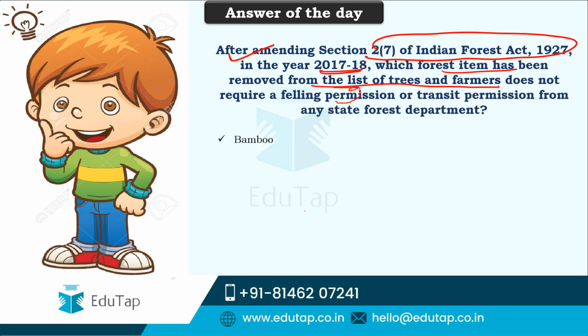Yes, most of you have answered it well. It is bamboo. Bamboo is the one that has been removed from that forest item list, where earlier the farmer was required to take permission so that he could fell them. Now he doesn't require anything, and this is in anticipation of doubling the farmers' income by 2022; the government has taken up this step.